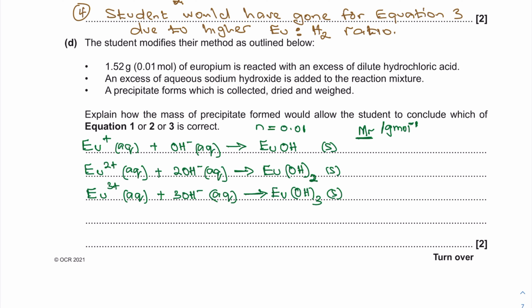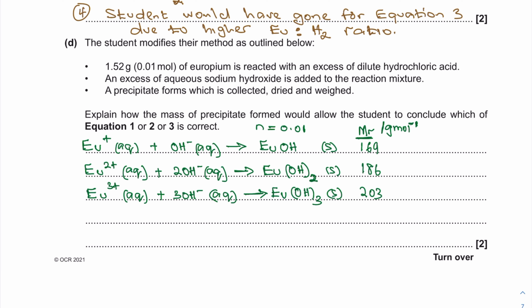At this point in time, we need to work out the relative molecular mass. The relative molecular mass for EuOH will be 169 grams per mole. And that of Eu(OH)2 will be 186. And the Eu(OH)3 will be 203 grams per mole.